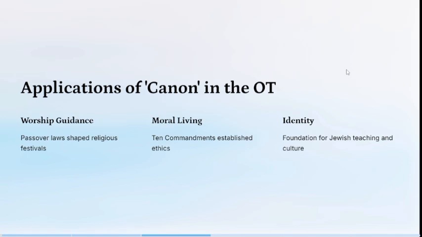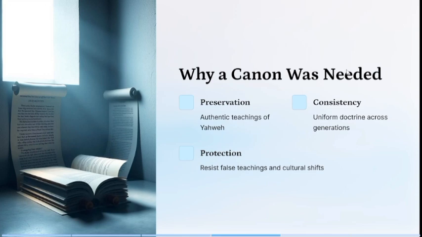So let's move on to why the canon was needed. The canon was needed for preservation, for consistency, and also for protection. Preservation in the sense that it needed evidence such as the authentic teachings of Yahweh. For consistency, it is needed to maintain doctrine across generations, and for protection it's needed to resist false teachings by antichrists or false prophets, and also to enable cultural shifts.